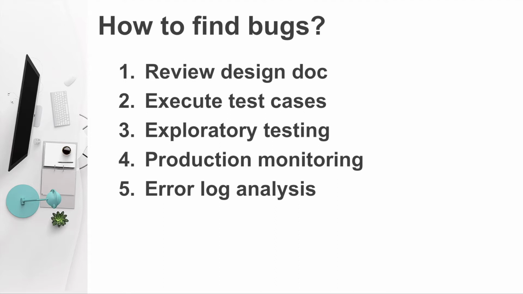How bugs can be found? Firstly, during the design review stage, some bugs can be found. For example, in the design of a user management module, there's no password resetting workflow designed. That's a bug, because when a user forgot his password, he will be blocked because there's no way for him to set a new password for his account.